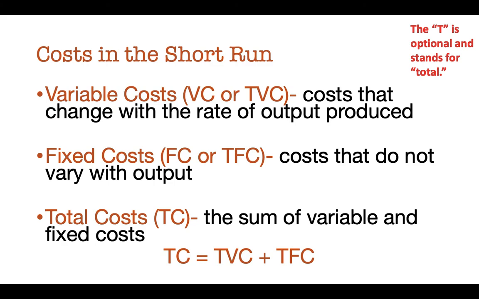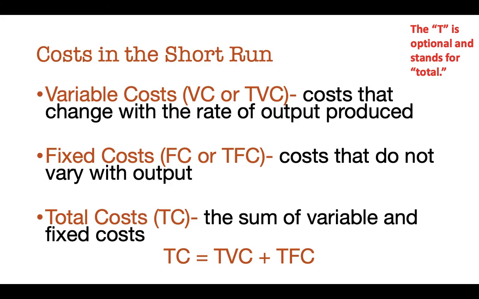So variable costs are abbreviated VC or TVC. Your textbook and other economic textbooks could use either term. The T just means total, and it's kind of optional. If there's not a T in front of it, you can kind of assume, so long as there's not a M or some other letter in front of it, that we're talking about total variable costs or all of the variable costs. Same thing with fixed costs. There can be multiple fixed costs, so you can use FC or TFC to represent fixed costs. And those are the costs that do not change in the short run.